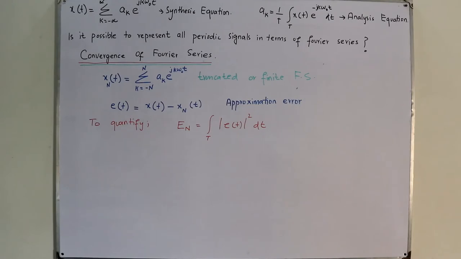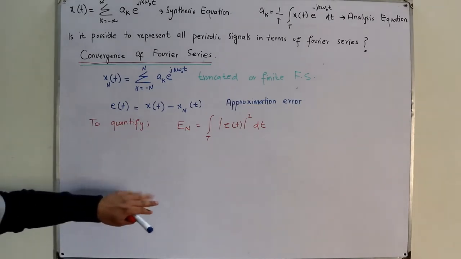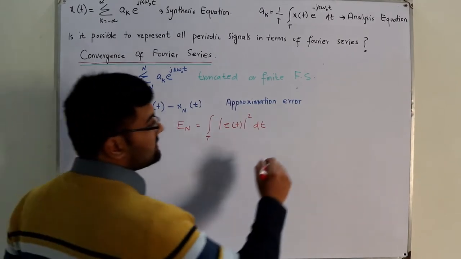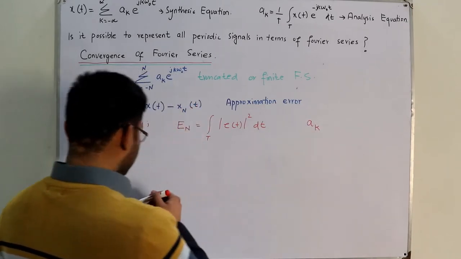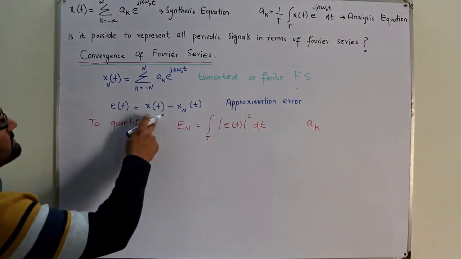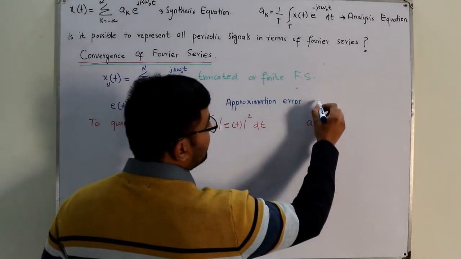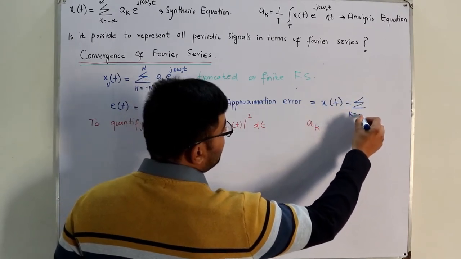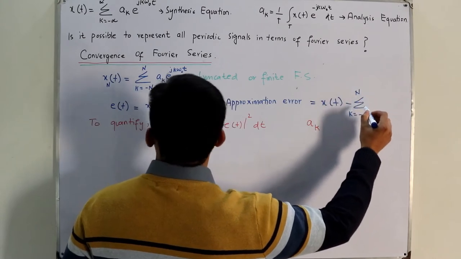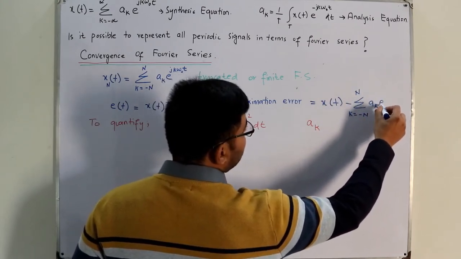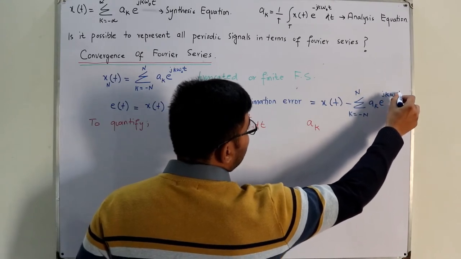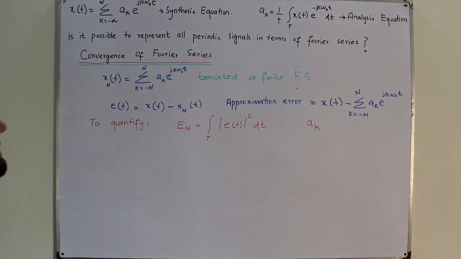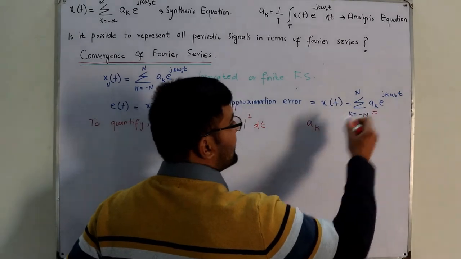Now, e of t depends on what? It basically depends on the Fourier coefficients ak. Why? Because x of t also has the Fourier coefficients. So let me write it like this: it is equal to x of t minus the equation that I have just written, from k equals negative n to positive n, ak exponential of j k omega naught t. Isn't it like this? So have a look, it depends on the magnitude of ak.